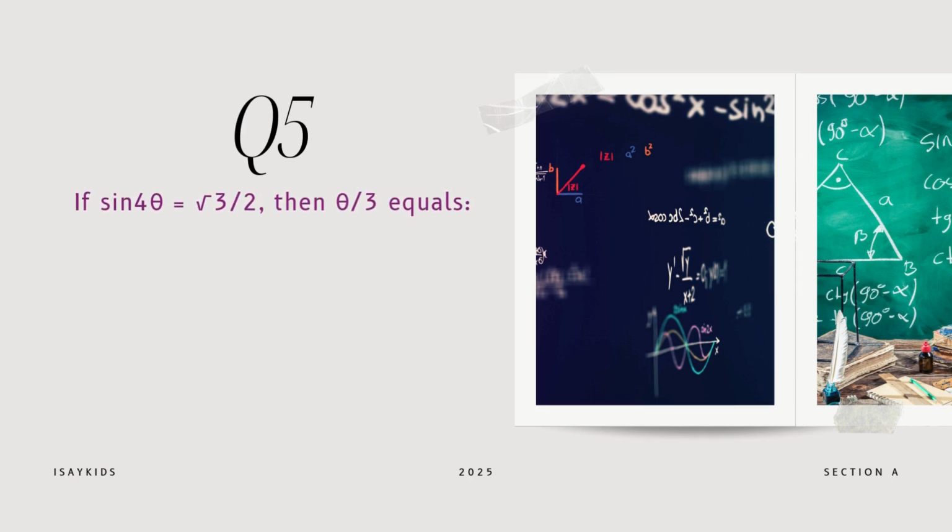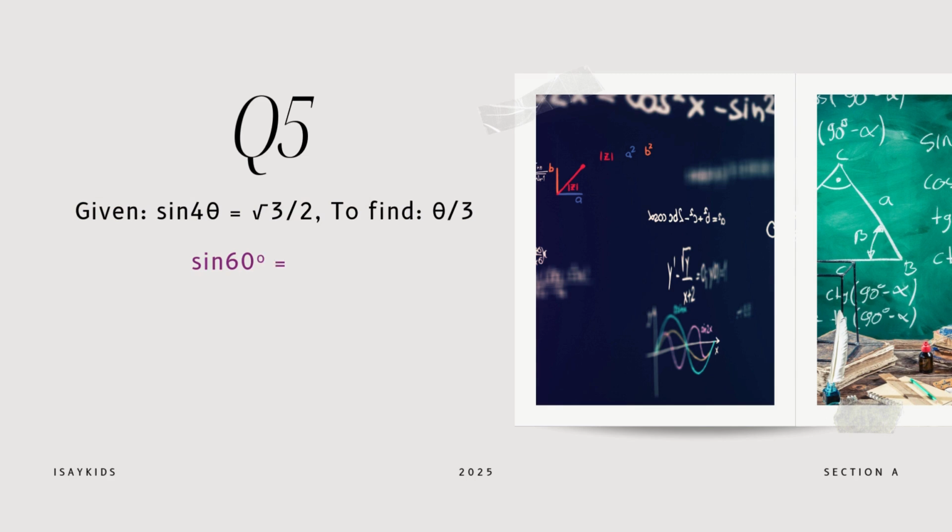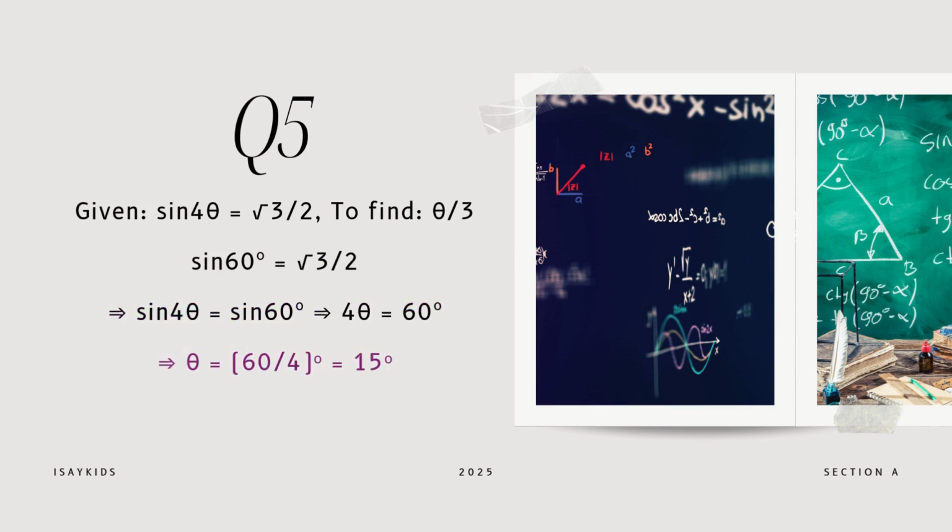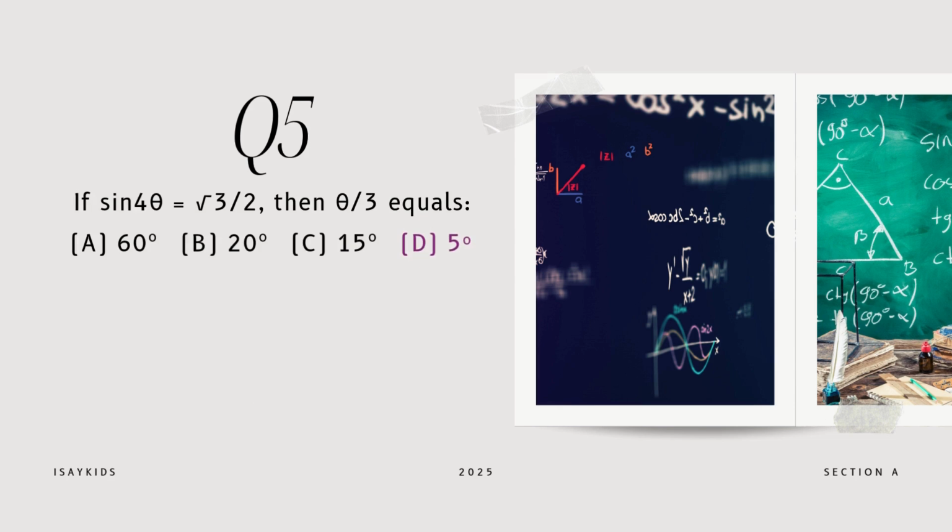Then theta by 3 equals which of the given options? We are given that sine 4 theta is root 3 by 2 and we need to find the value of theta upon 3. Now sine 60 is root 3 by 2. That means sine 4 theta is equal to sine 60. So 4 theta is 60 degrees, which gives us theta as 15 degrees. Thus theta by 3 would be 5 degrees. Option D is correct.